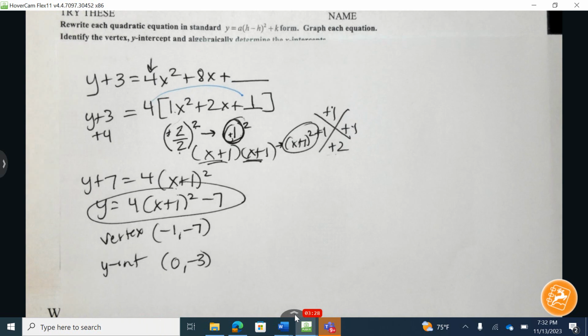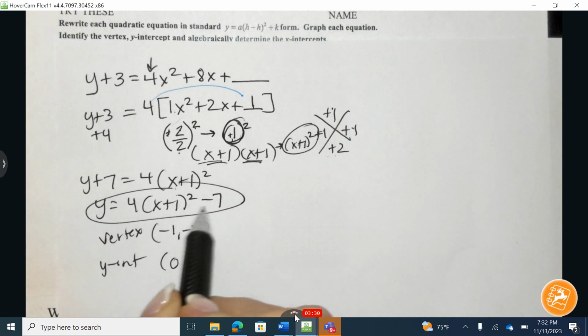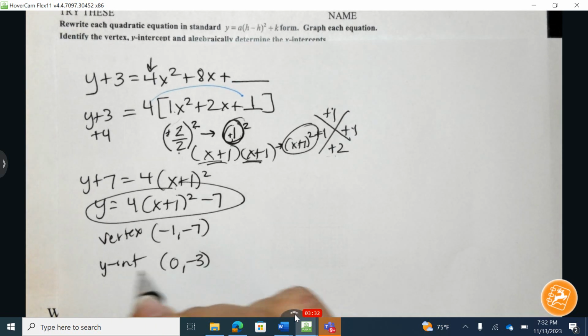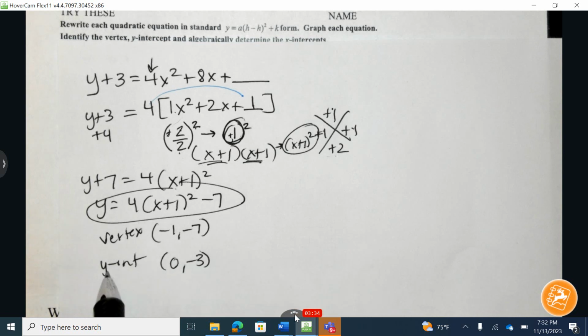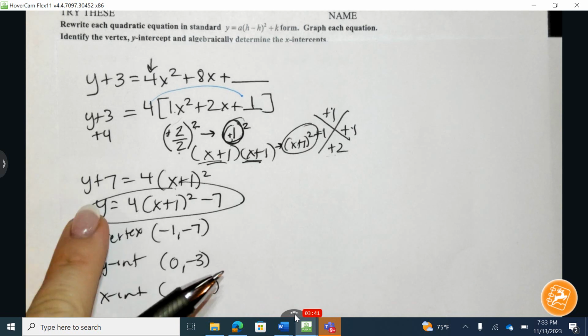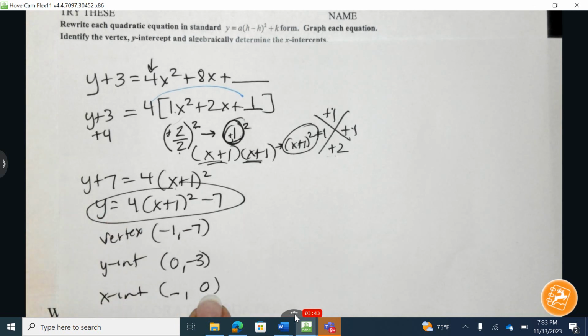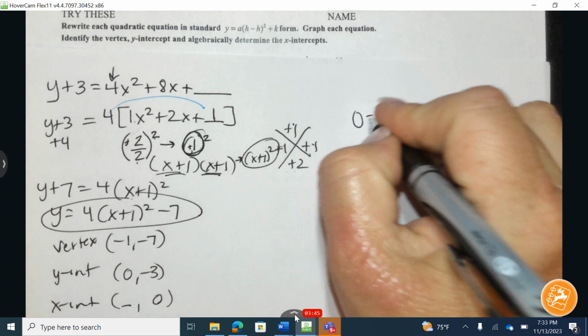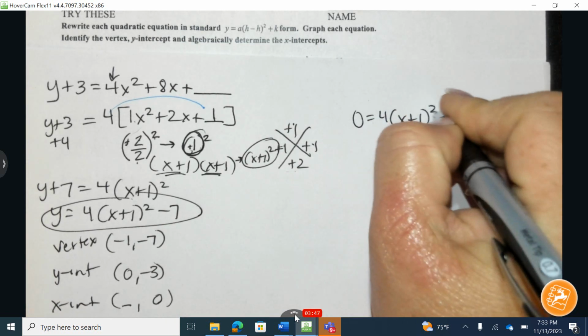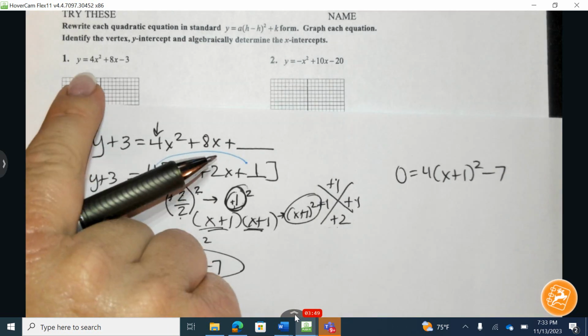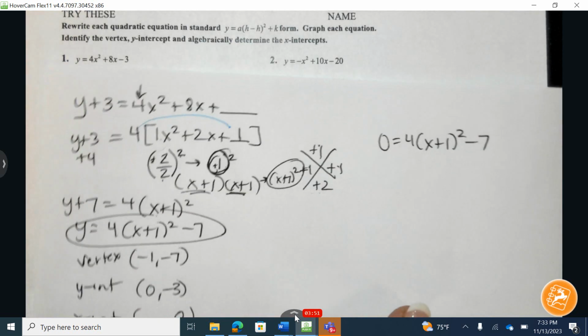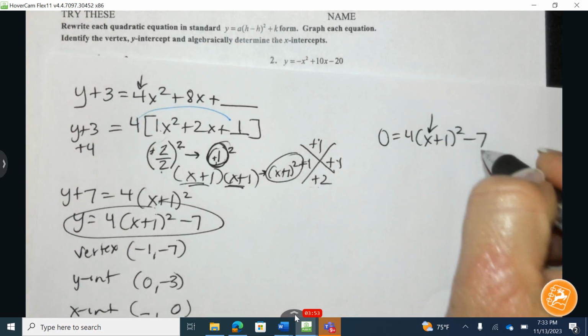An alternative is to take this, and notice that when we find the y-intercept, x is 0. Well, when we identify the x-intercepts, it's just opposite. Y is 0. So I'm going to go up to this equation, and I'm going to put a 0 in for y. Now, if you don't like the method that I'm using, remember, you can come back up here and use the quadratic formula. You'll achieve the same answer. So I'm going to solve now for x.